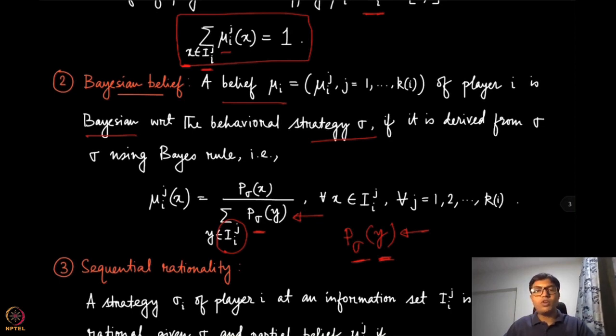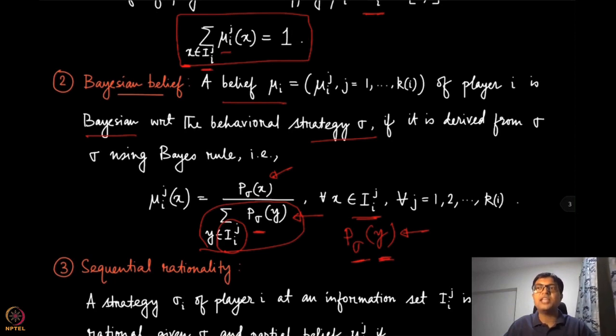You sum over all such nodes, probabilities of reaching all the nodes in an information set. Therefore, this denominator becomes the total probability of reaching a specific information set. Now that you are in that information set, what is the probability you will be in one of those nodes, which is X in the same information set of player I? So this is the belief.